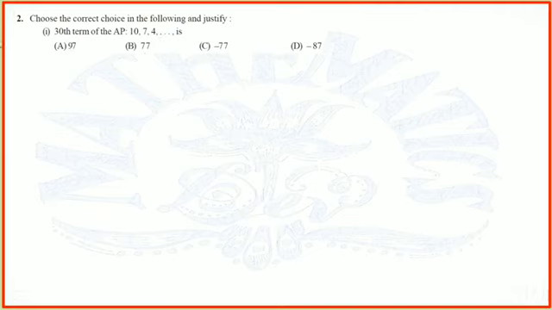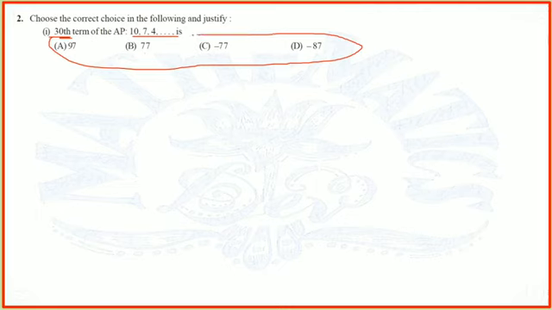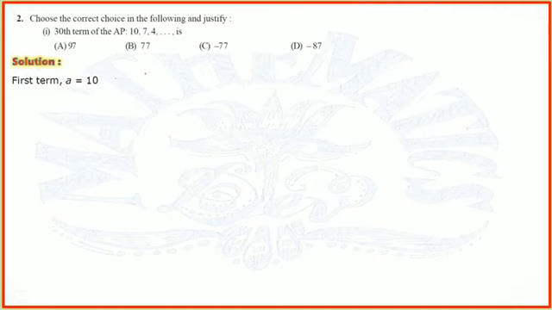That means we have to find the 30th term, n is equal to 30, for this AP. We have to check which of these four options is the 30th term. So let us use the formula an is equal to a plus (n minus 1) into d, that is the nth term.